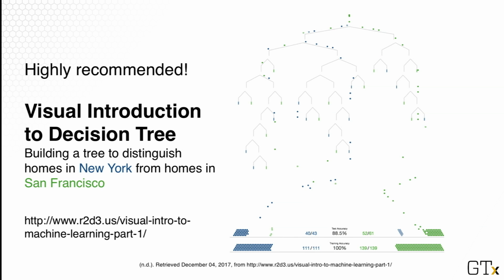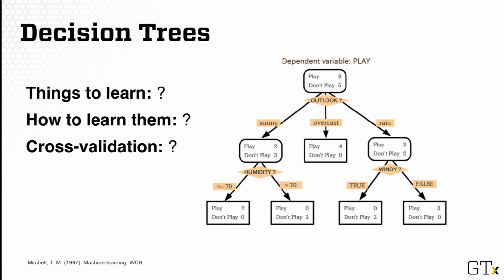Before we go into the details of decision tree, I highly recommend that you take a few minutes to go through an interactive demo to look at how a tree is built from data to distinguish homes in New York from homes in San Francisco. And after that, we'll come back and look at the details of what you need to pay attention to when building a tree. So like the case of KNN, when you are building a decision tree, you need to figure out what are the things to learn, how to learn them, and also to look at how the cross-validation would play a role in the learning process.